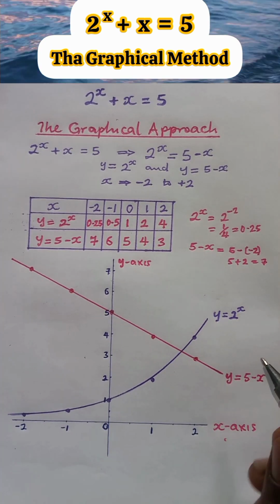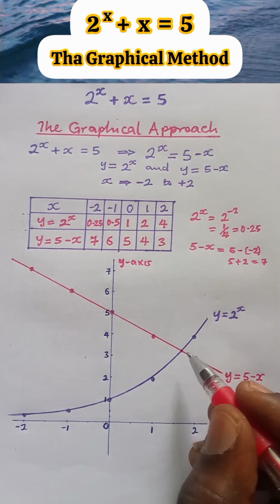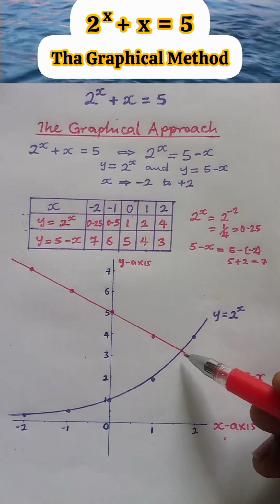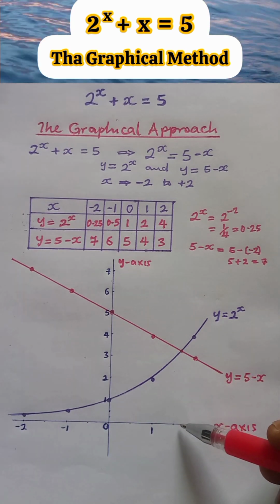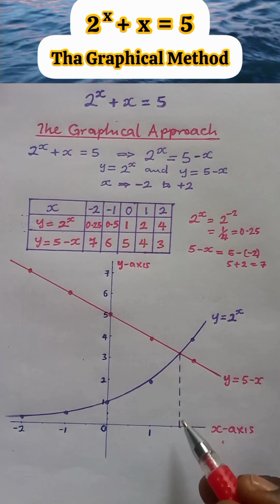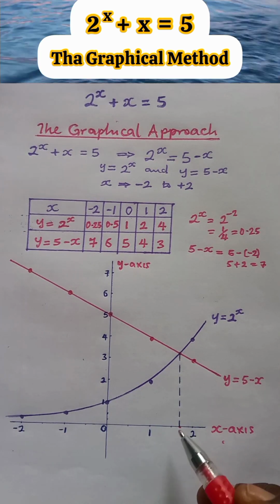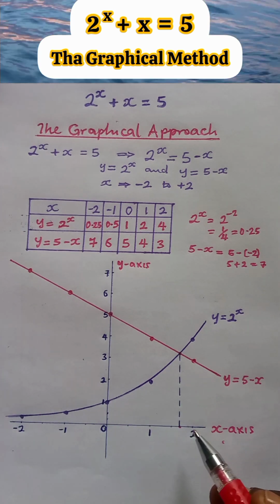Now let's locate the point of intersection of these graphs, which is here. We are going to trace this place down to the x-axis where we take our reading. So we've traced it down here to the x-axis. We are going to read this value on the x-axis. We have that here is 1.